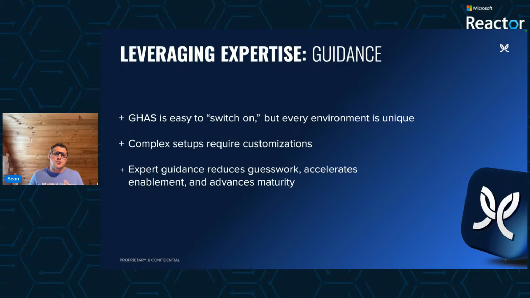Instead of struggling through trial and error, expert advice can cut down on the guesswork, accelerate enablement, and help your teams get the most out of GitHub Advanced Security. Even more importantly, it creates a structured path for moving up the DSOM maturity curve, transforming initial enablement into measurable, long-term security improvement. Now, let me share just one more story.